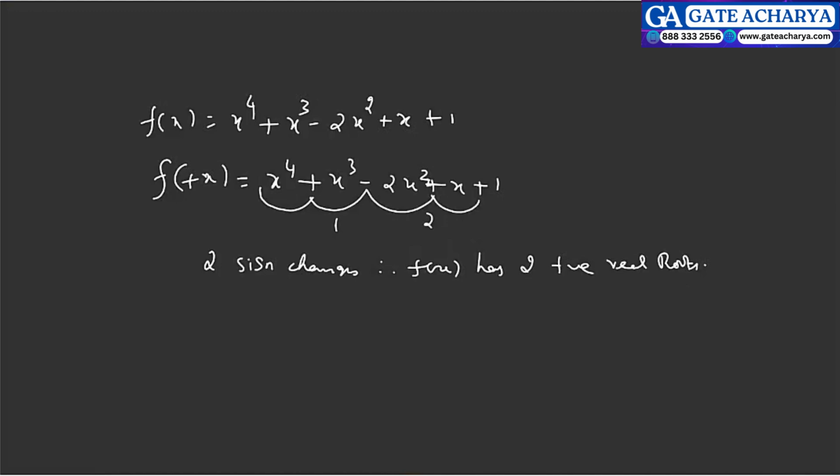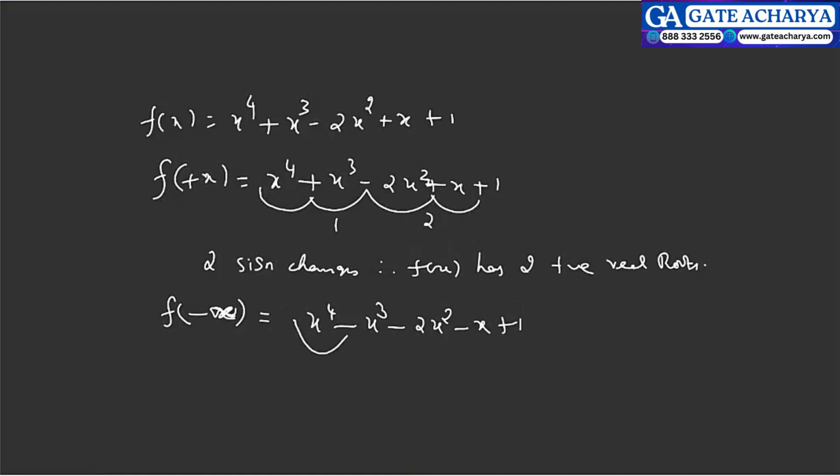So we identify f of minus x. So x is replaced by minus x. When you take x as minus x, if the power is even, then it is positive. So x power 4 stays positive. Minus x cube is minus, and minus x whole square is positive, but here we have minus 2x square. Then x is negative, minus x, plus 1. Now we check it.